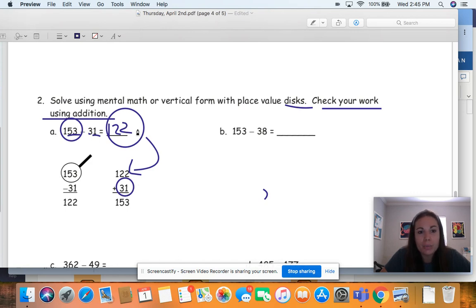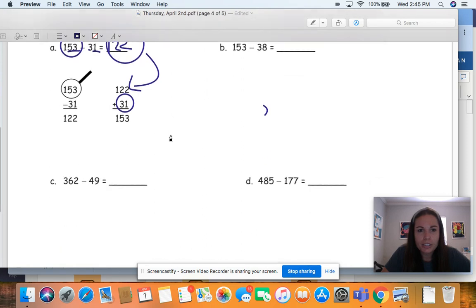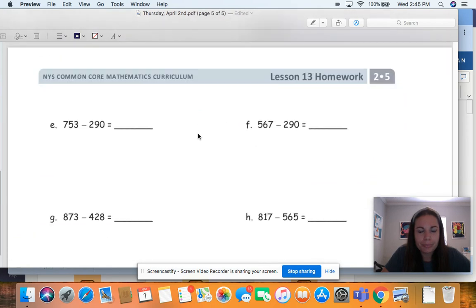If you added 122 plus 31, and you get it, or whatever you got here, if you added it to 31 and you got something different, then you know you got your answer wrong. Okay, so it's fact families. You're just switching the parts and the wholes to check. We've done this before, so this is just a review. So that's what you're going to do over here.